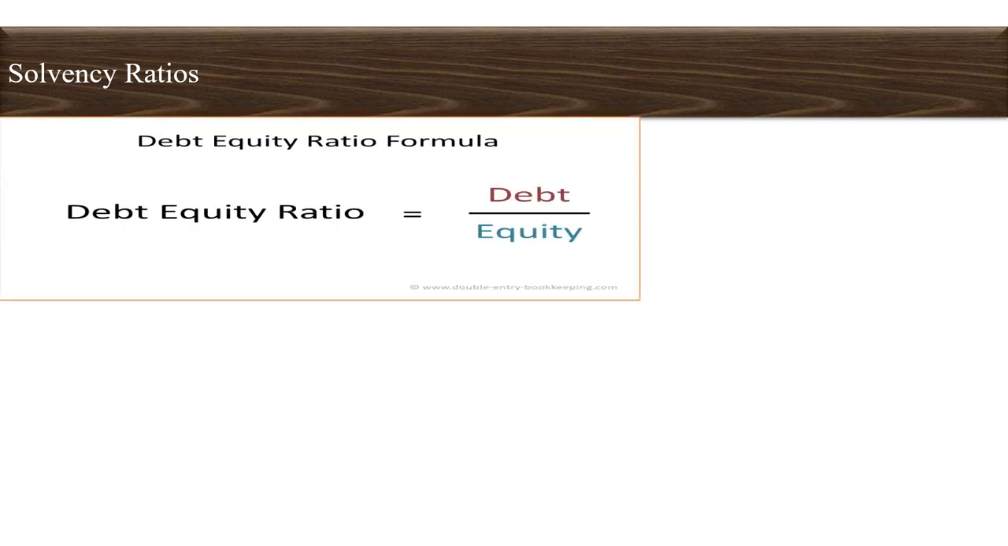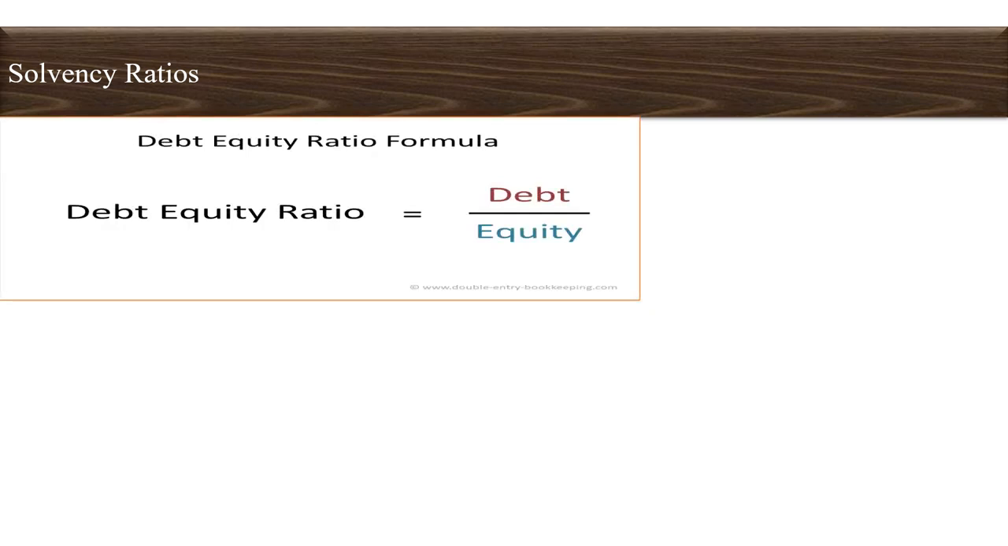Solvency ratio. Solvency ratio assesses the long-term financial condition of the firm. Bankers and creditors are most interested in liquidity, but the shareholders, debenture holders, and financial institutions are concerned with the long-term financial prospects. The following are the important solvency ratios: debt equity ratio and proprietary ratio. The first one, debt equity ratio.